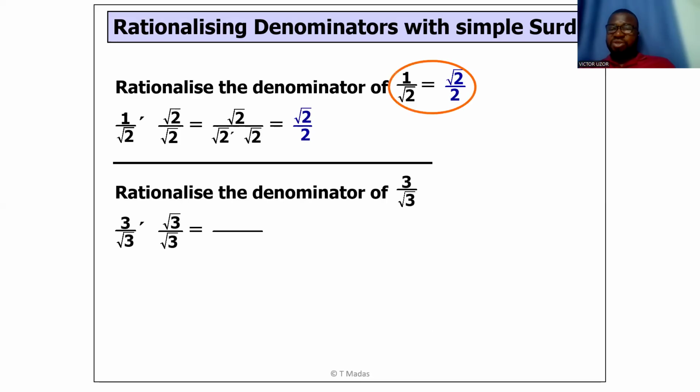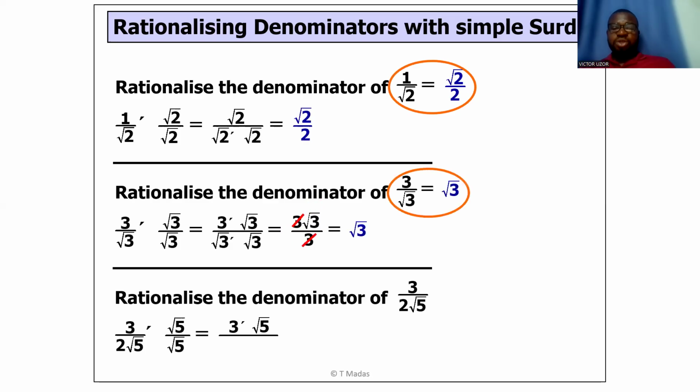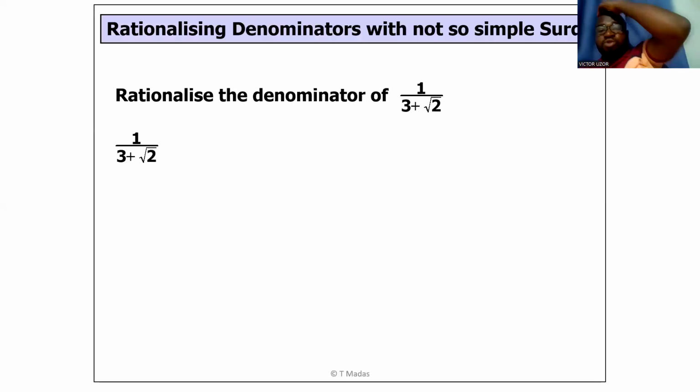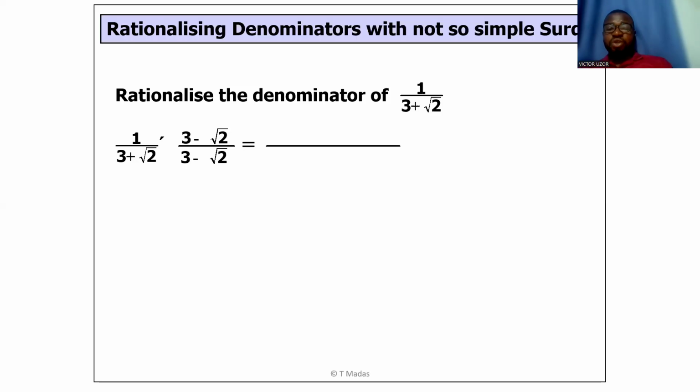We have learned how to rationalize something like this. We can do that. But when we come to something like this, when you want to rationalize it, you must multiply the denominator and numerator by the conjugate of the denominator. Why do we do that? Because I know that when the conjugates multiply each other, they are going to give me a number without a root.